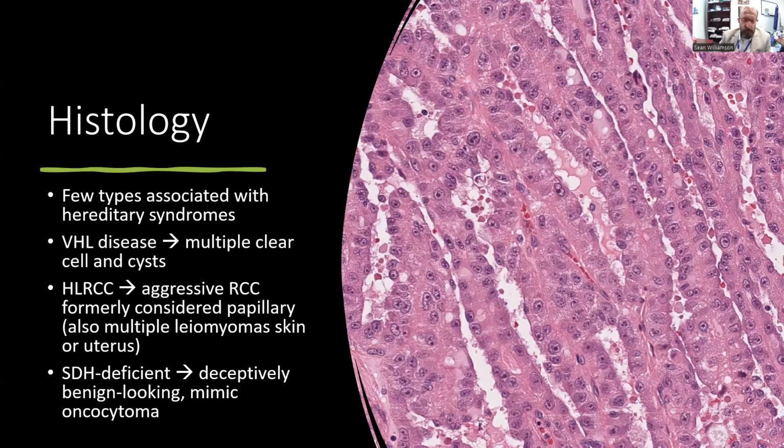Another inherited syndrome associated with renal cancer is mutation of the SDH genes. So that stands for succinate dehydrogenase. And some patients that have inherited a mutation of the SDH genes can develop renal cancers. There are other tumors also associated with that syndrome, but the SDH deficient renal cancers are kind of important to us in pathology in that they look deceptively almost like a benign tumor. They look almost like an oncocytoma, which is considered a benign renal tumor. But again, this is a clue that the patient may have an inherited syndrome. And in fact, these are malignant, even though they look deceptively benign.